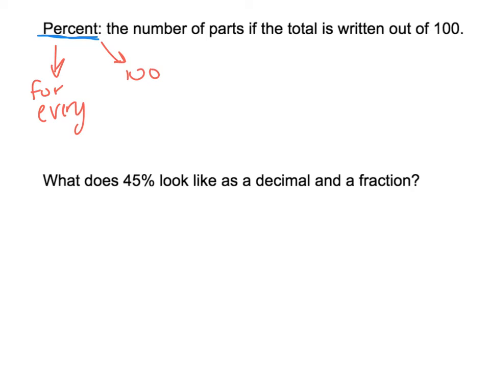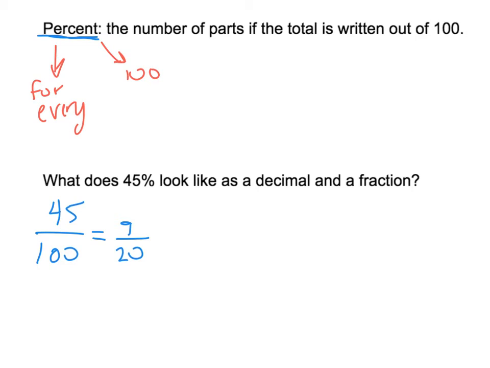So here's an example. It says, what does 45% look like as a decimal and as a fraction? So we said 45%, percent means for every 100. That would mean that we've got 45 for every 100. Okay, so there's our fraction, essentially. It can, of course, be simplified. If we want to divide by 5, then that would be 9 out of 20.